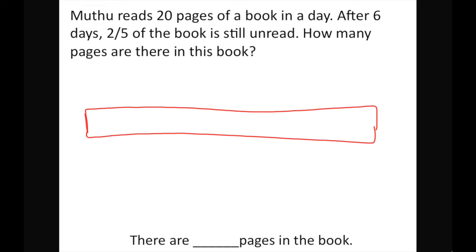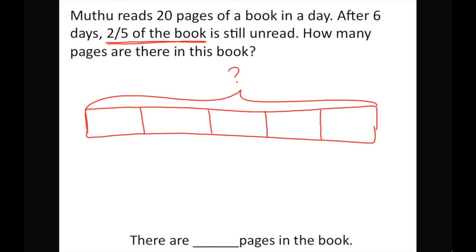It says, after 6 days, 2/5 of the book is still unread. Okay, so now I can look at this information and figure out how to label it. After 6 days, 2/5 of the book is still unread. 2/5 of the book. So this book, the whole book, which is what I'm wanting to find, so I'll put my question mark there, is being split up into 5 parts. 1, 2, 3, 4, 5. 5/5 would be the entire book.